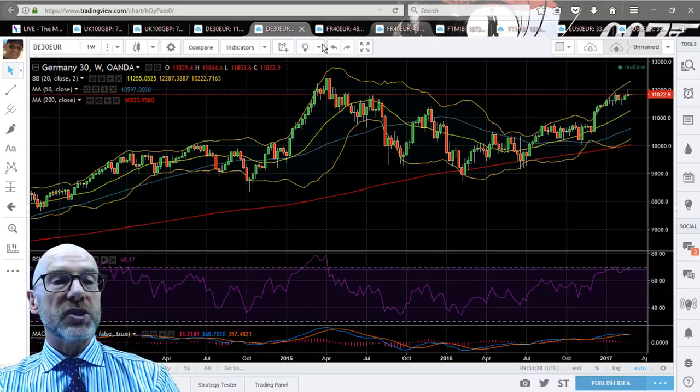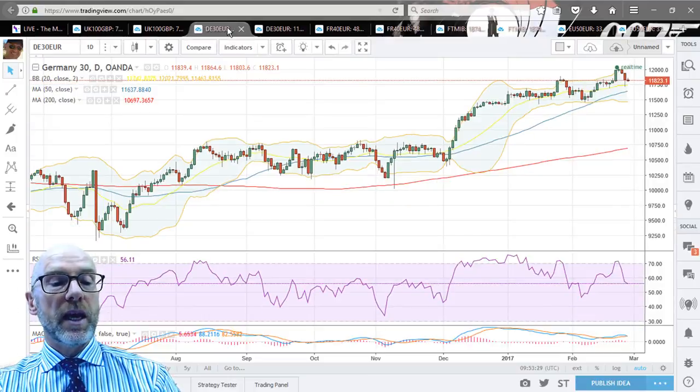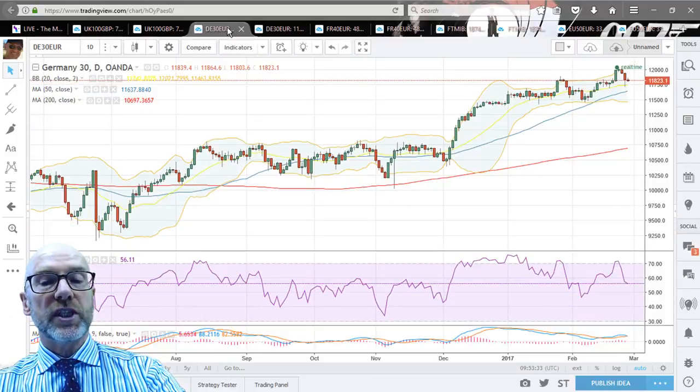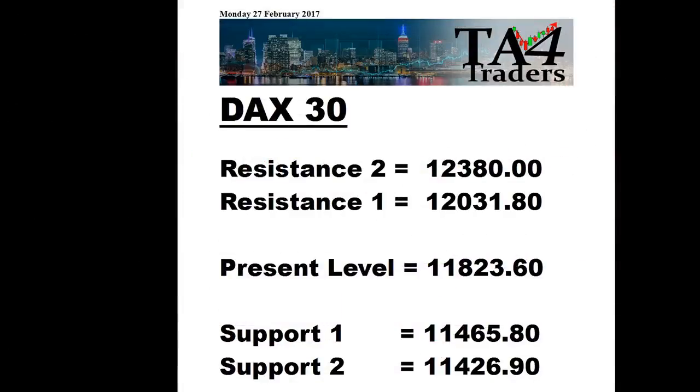Just going back to the daily, and I will now show you the support resistance levels. So we've got the supports coming in at 11465.8, 11426.9. You can just freeze if you want to look at those figures more clearly.